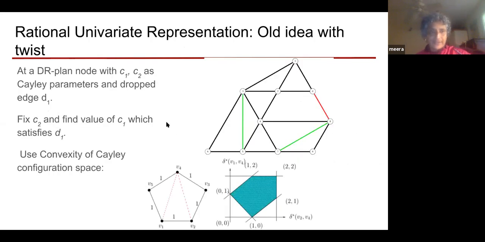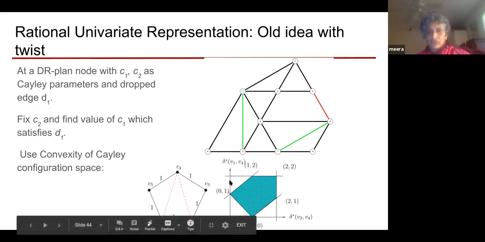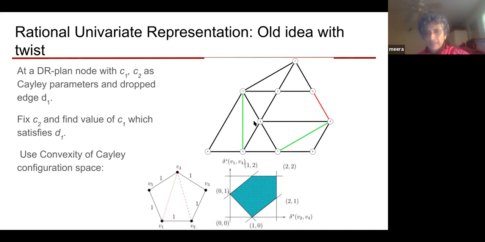And so in this case, for example, in the DR plan, C1 and C2 are Cayley parameters that are the dropped edge, the red dropped edge. And then we, of course, use the convexity of the Cayley configuration space. In other words, in these two parameters we have a convex space, and then we search. So we fix this, call it C0.